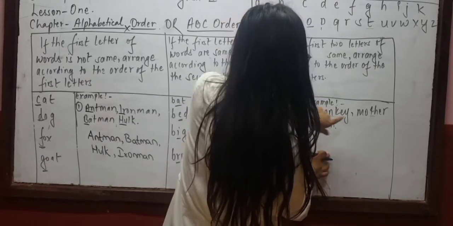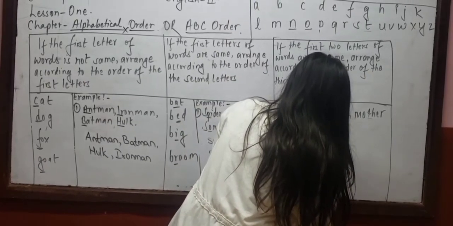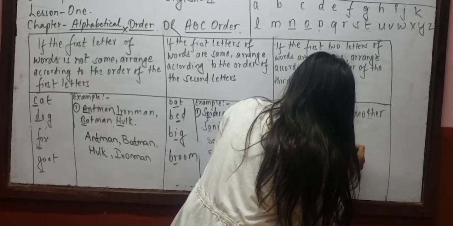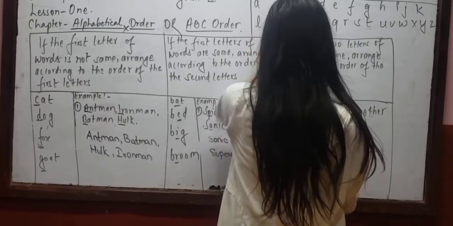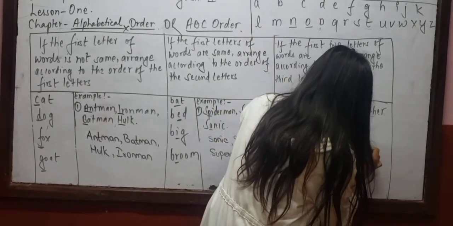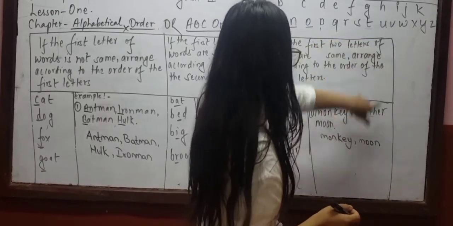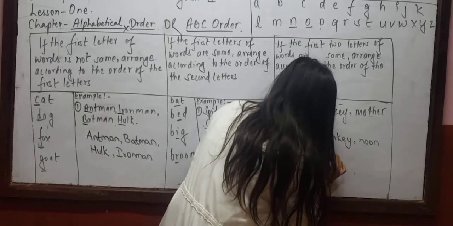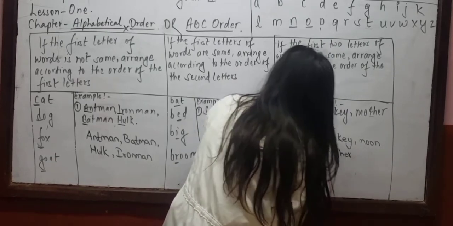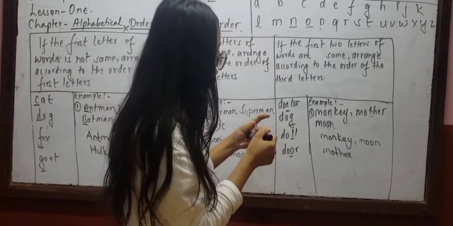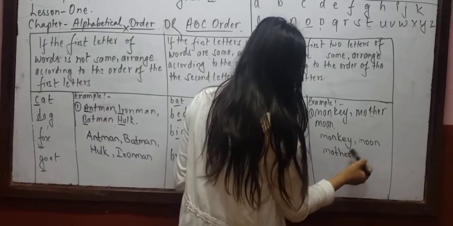Obviously N. Then we are going to write here monkey. Monkey comes first. And then we have O. That is moon. And then at last we have T. That is mother. So here we have arranged the words according to the third letter.